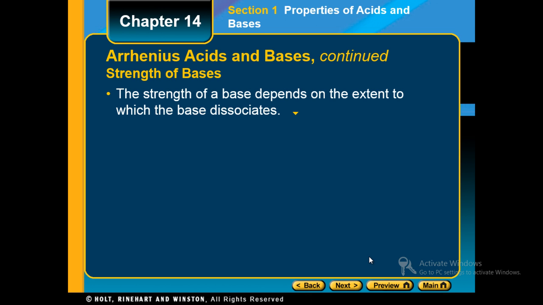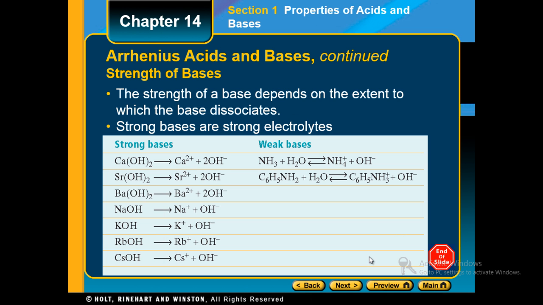Okay, when we talk about the strengths of the bases, the strengths of the bases depend on the extent to which the base dissociates to give hydroxide ion. Okay, so we have some examples here, like Ca(OH)2, which gives calcium ion and 2 OH negative ions.